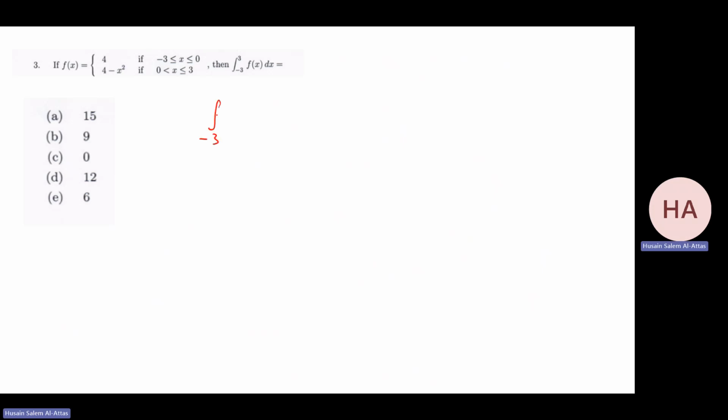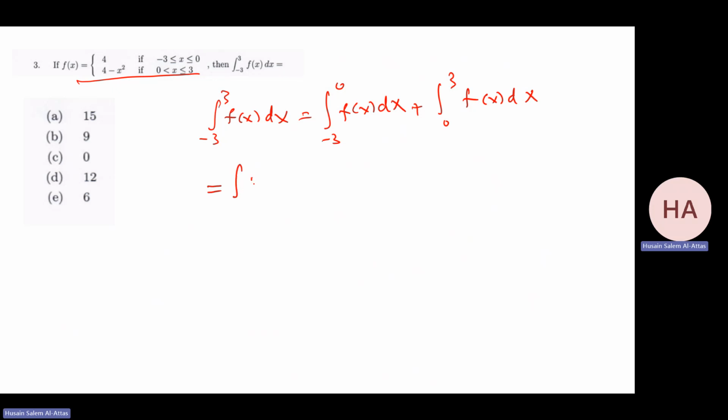Integral from -3 to 3 of f of x dx. It's a piecewise defined function, so I will split it accordingly: from -3 to 0 of f of x dx plus from 0 to 3 of f of x dx. Where from -3 to 0 it is 4 dx, and from 0 to 3 it's the integral, I'm doing it in detail, 0 to 3 of 4 minus x squared dx.